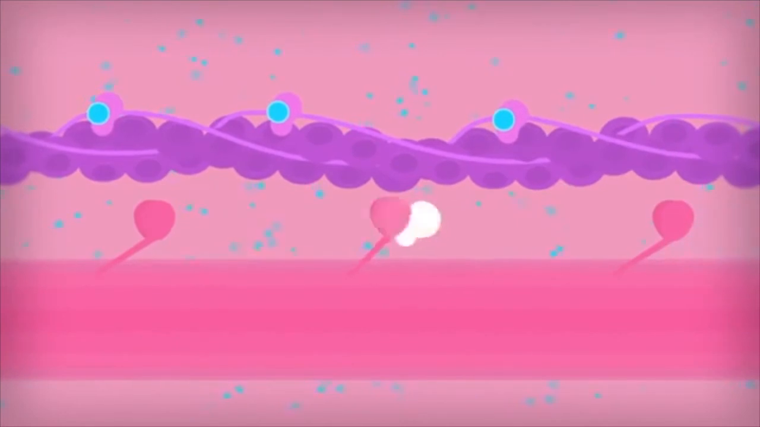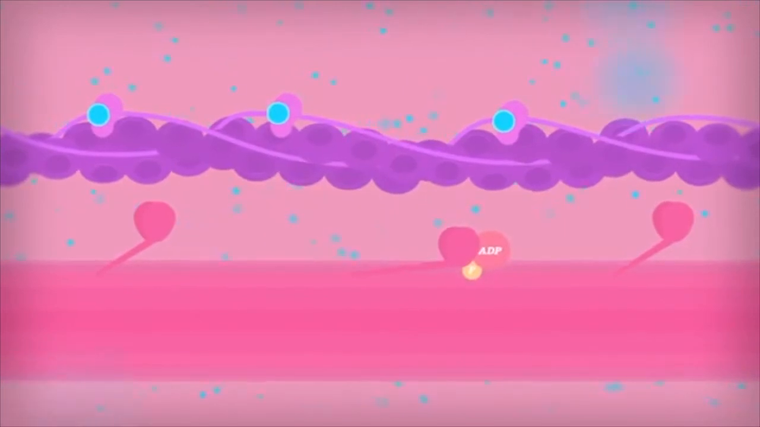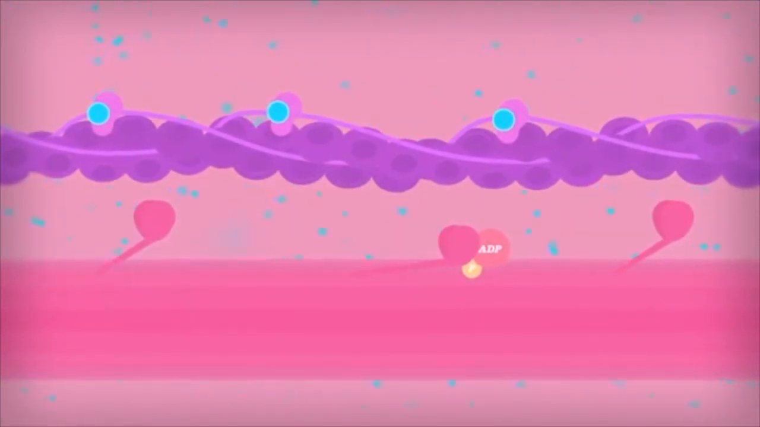The only myosin heads that can bind to those newly exposed sites are the ones that are ready for action. That is, the ones that have already grabbed a molecule of ATP that's been floating around and broken it down into ADP and the leftover phosphate. When a myosin head does that, it moves into an extended position, kind of like a stretched spring, still holding on to the ADP and the phosphate, and still storing the energy that was released when they were broken apart.